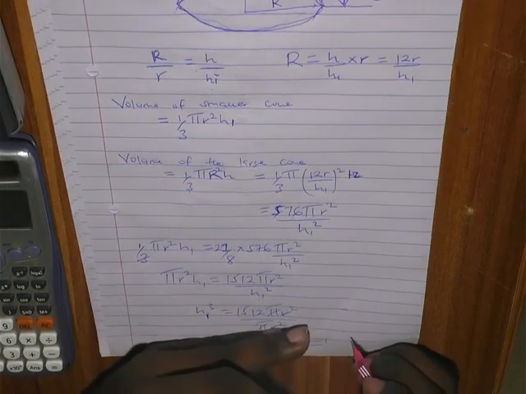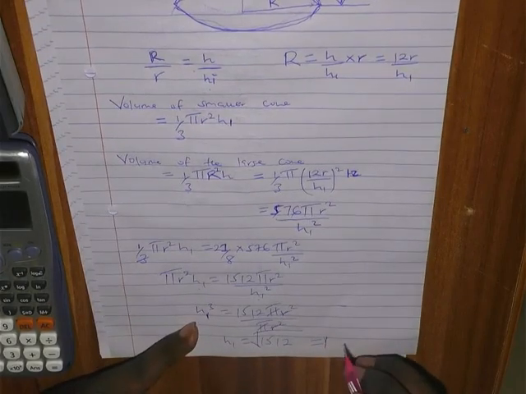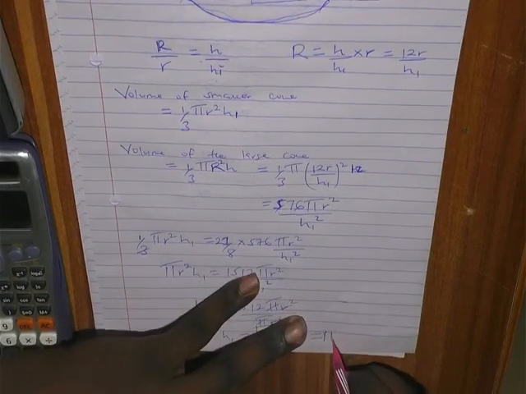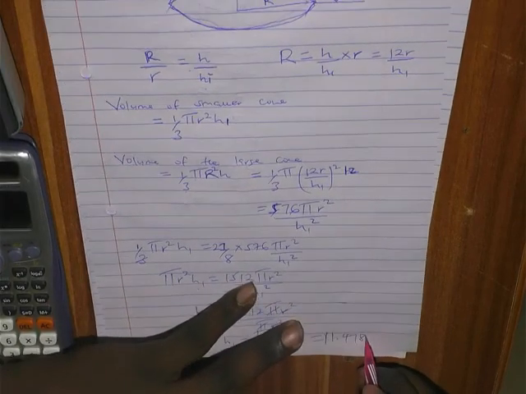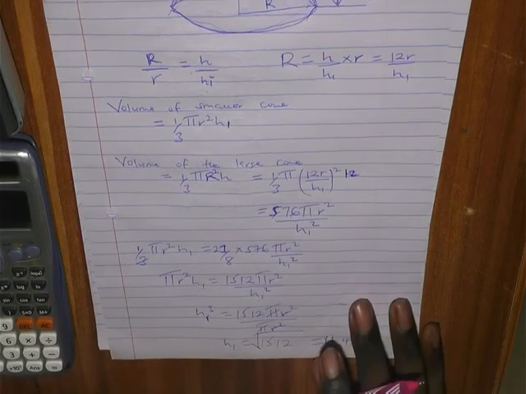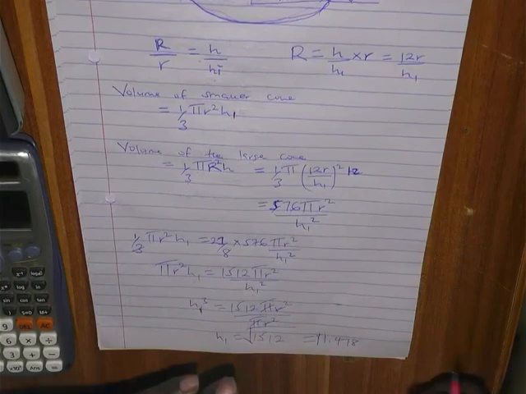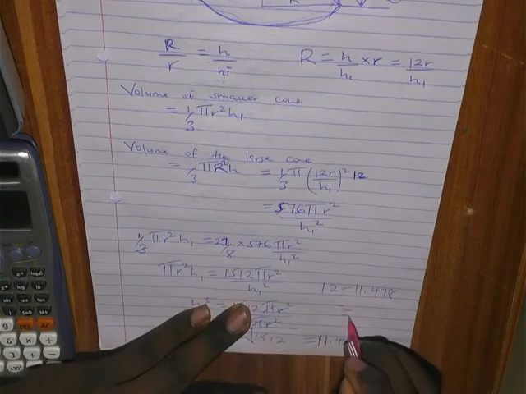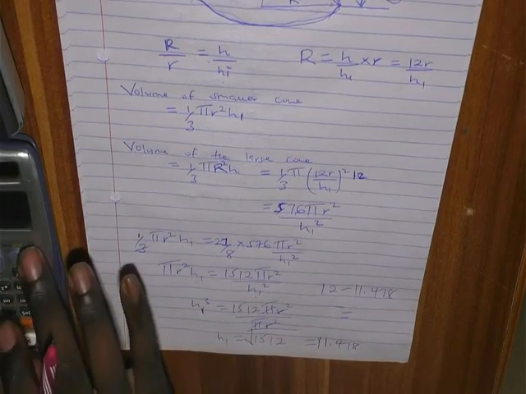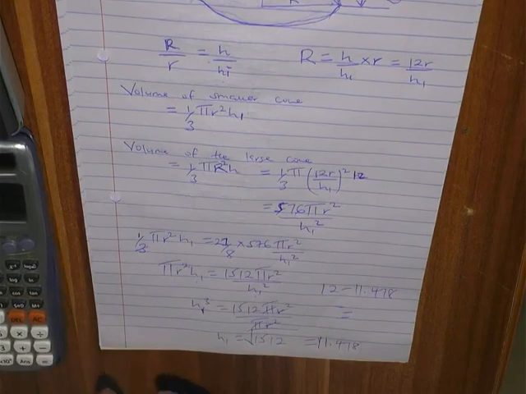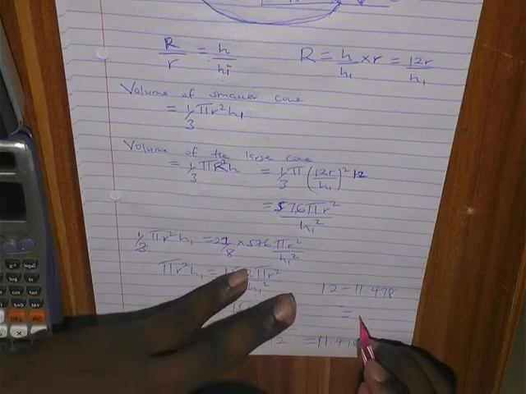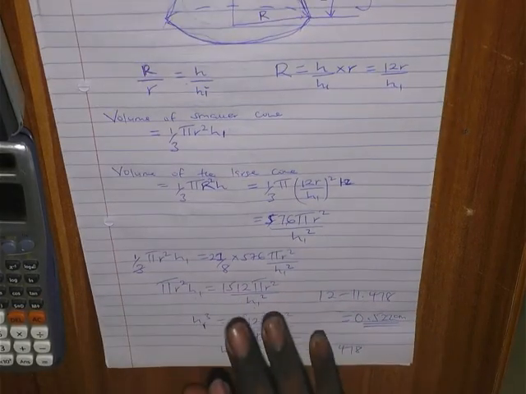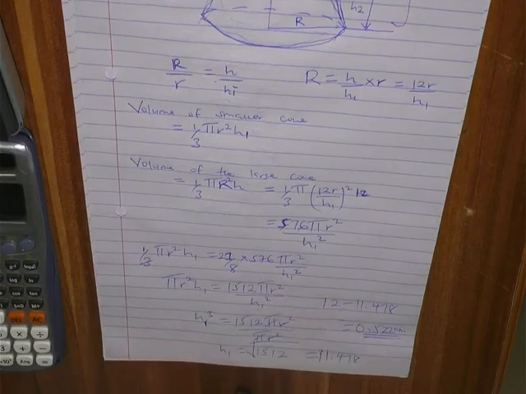So if we have 11.478 as our h1, then we can get our h2. Our h2 is simply 12 minus 11.478. So it's going to be 12 minus that answer, which is 0.522 centimeters. I believe it was in centimeters. Yes. So that's how we did that question.